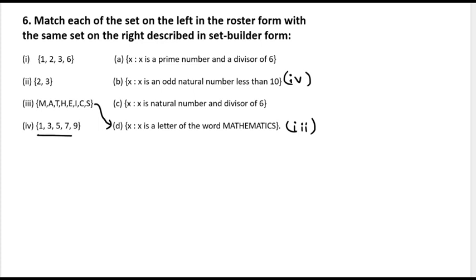It is an odd number. Odd numbers should be less than or equal to 10. So fourth one, 1, 2, 3, 6. What are 1, 2, 3, 6? It is a natural number. Yes, definitely it is a natural number. All the numbers are divisors of 6. And 2 and 3 are definitely prime numbers and divisors of 6. So it will be the answer.